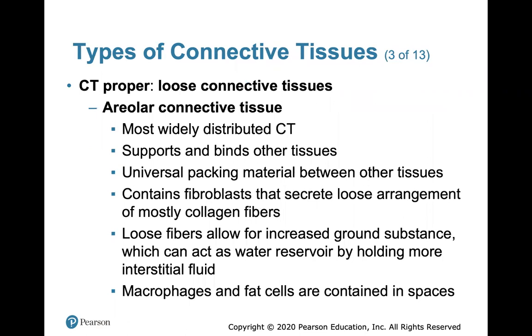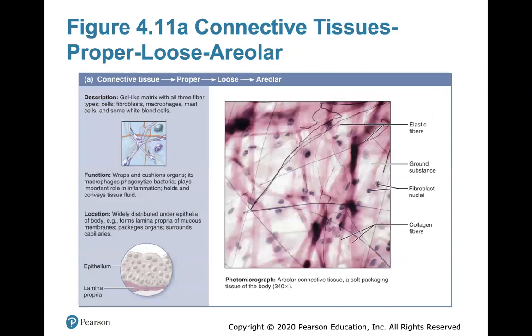Areolar is the most widely distributed. It supports and binds other tissues. It's kind of the universal packing material between other tissues. It contains fibroblasts, loose fibers, ground substance, macrophages, and fat cells. Here's a great picture of what connective tissue proper looks like, the loose areolar.